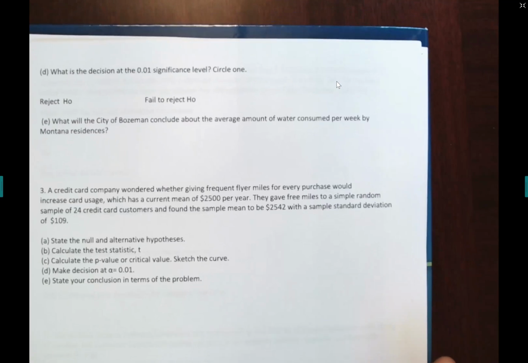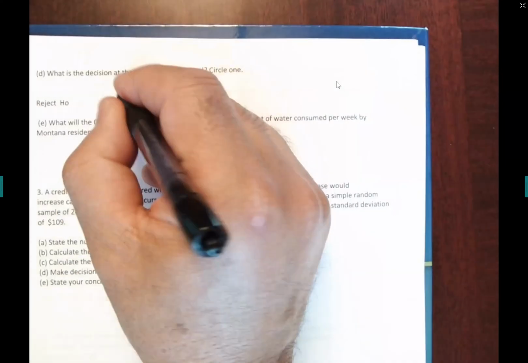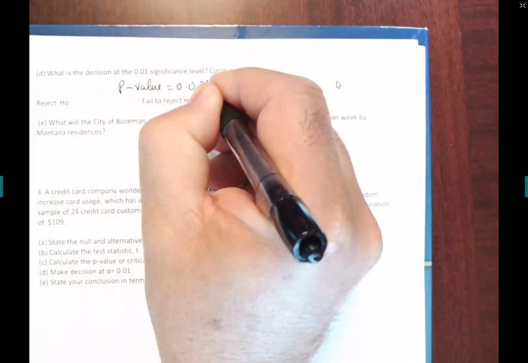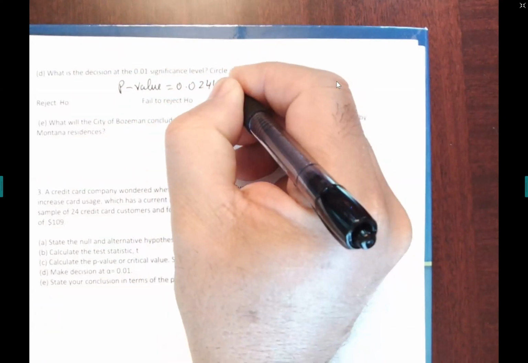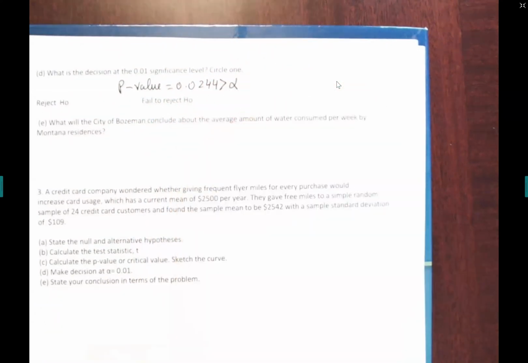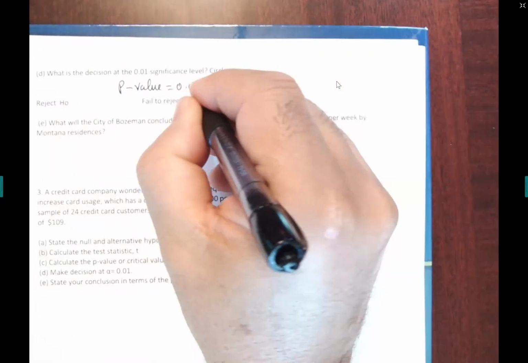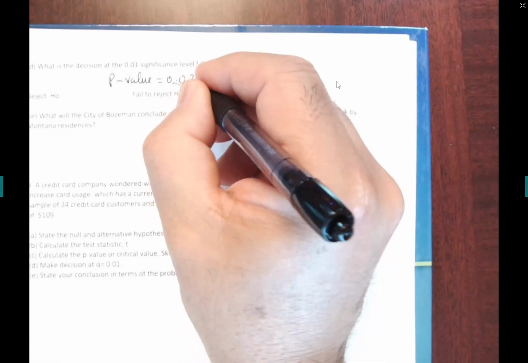What is the decision at the 0.01 significance level? Well, the p-value, guys, is 0.0244, which is, I think you agree with me, bigger than alpha because alpha is 0.01. So do we all agree that it's going to be fail to reject H0?